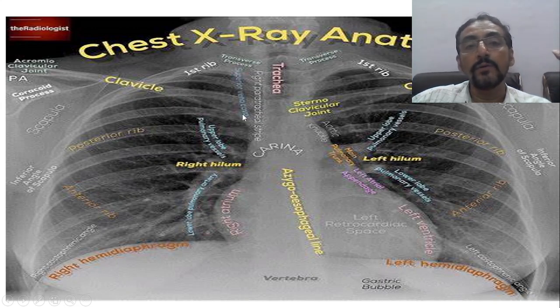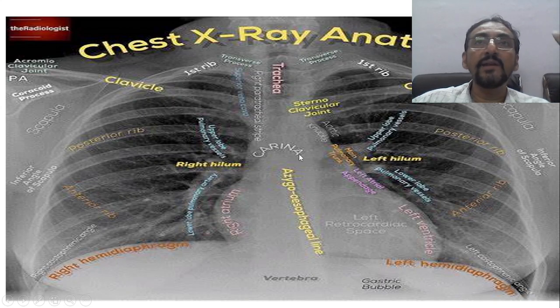Okay, this is the superior vena cava. Everything is written here. Then comes the upper lobe of the pulmonary vessels, upper lobe and pulmonary vessels. Okay, now this is the carina. What is the carina? The carina is the area where the trachea divides into the right and left bronchus.